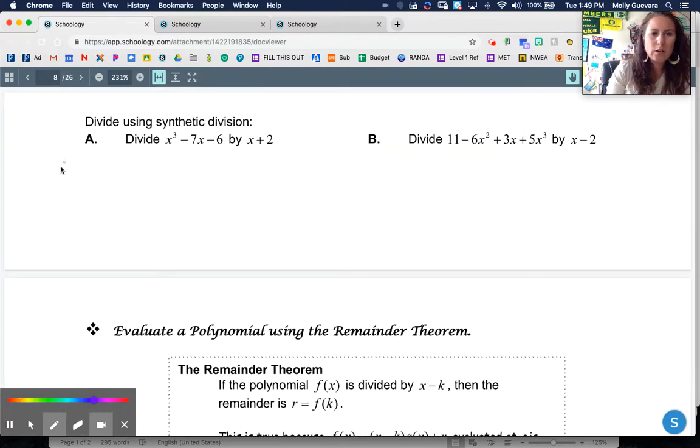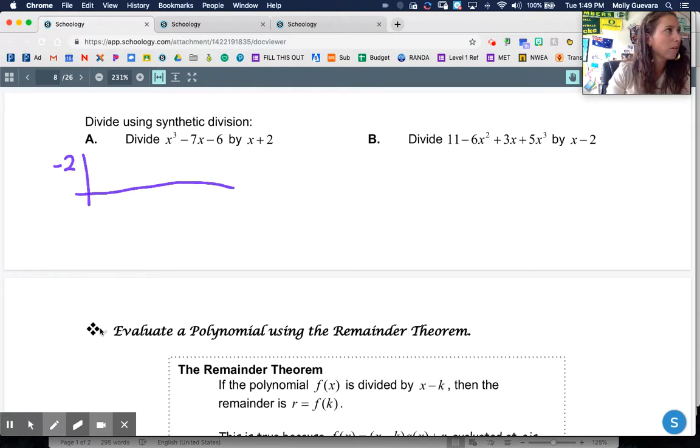Okay, so let's go over our work here. So I'm dividing by -2. Okay, so my highest exponent here is a 3. The coefficient there is a 1. So 1. Then I don't have an x squared, so that's going to be 0. Then my x to the 1 is -7, and then my x to the 0 is -6.